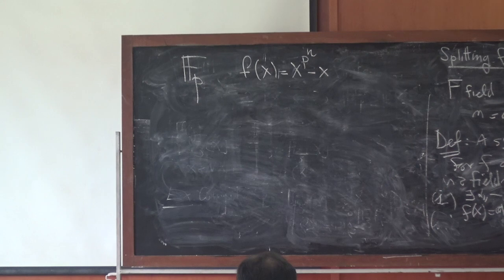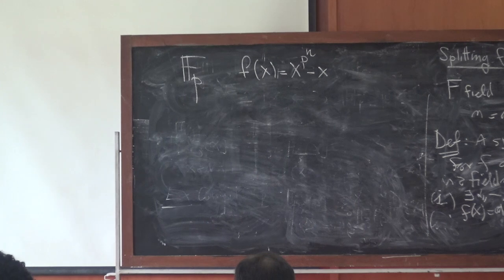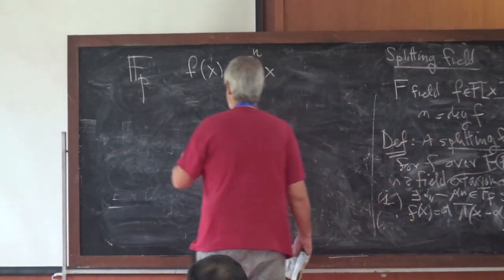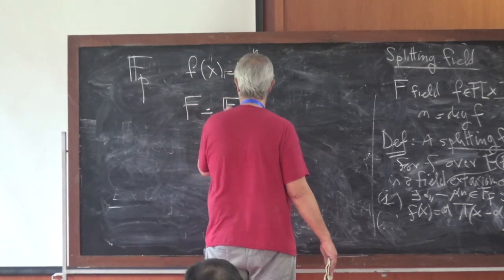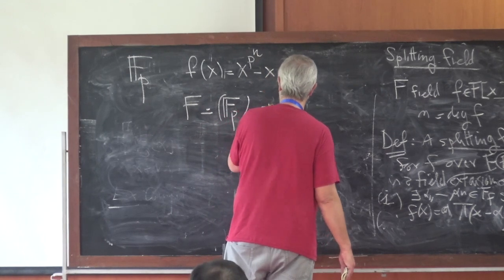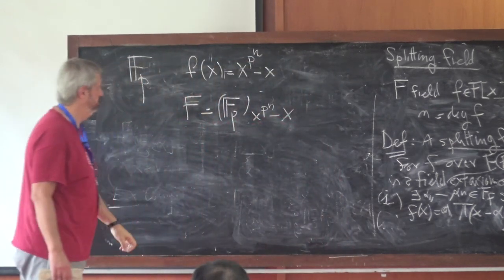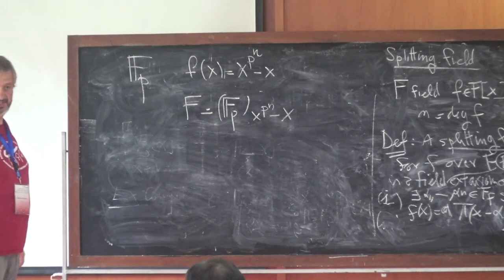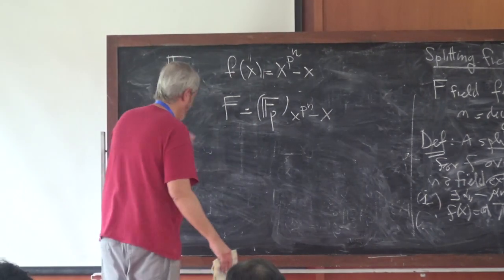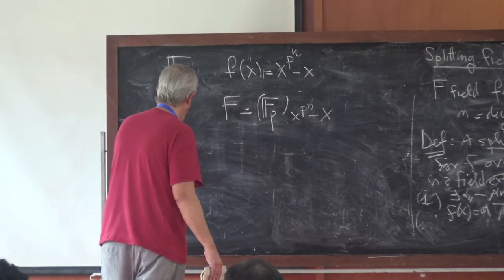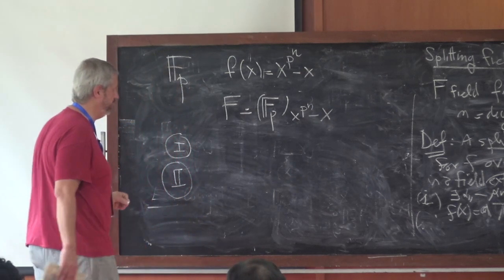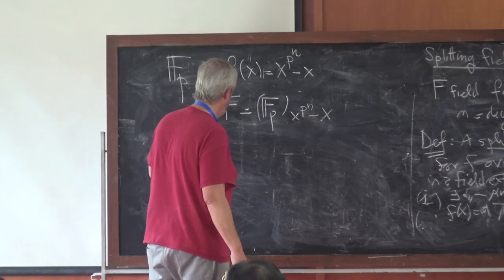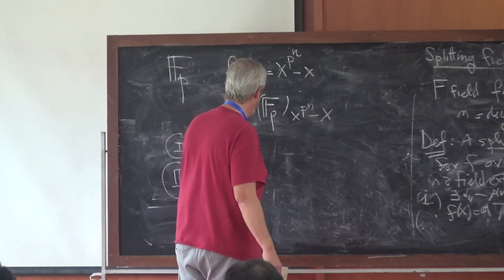What this theorem tells us is that there is a unique, up to isomorphism, splitting field. So let's call it F, the splitting field. Okay? We know that it exists, right? And it's unique in that sense. So about the splitting field, I want to remark and justify two things. The first thing is that the cardinality of the splitting field here is exactly p to the n.